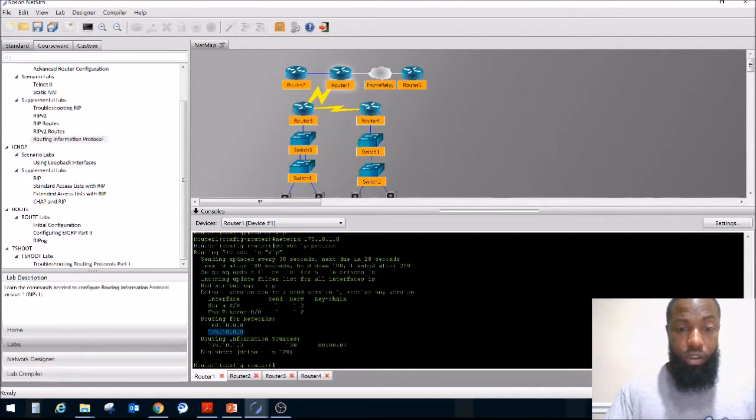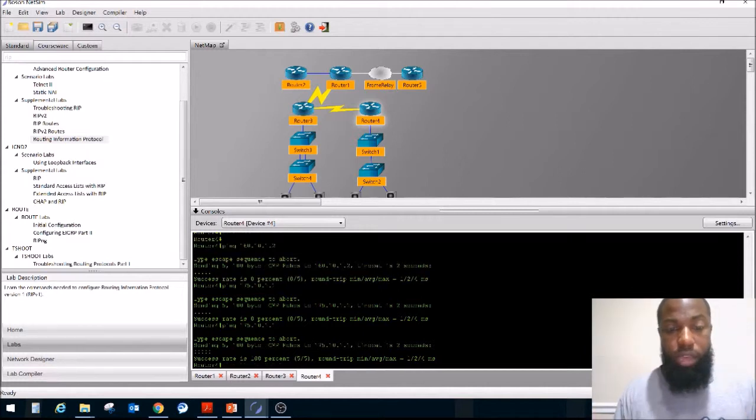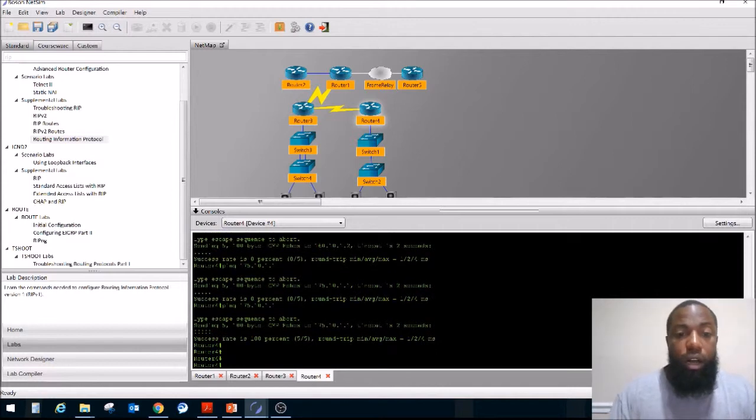Says it should have been, maybe we didn't allow it to converge. We gotta wait till the network converges. Oh, maybe that's the reason. I don't know, but we gotta get a reply that time. Let's see, 175.10.